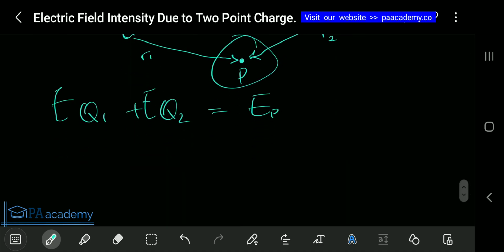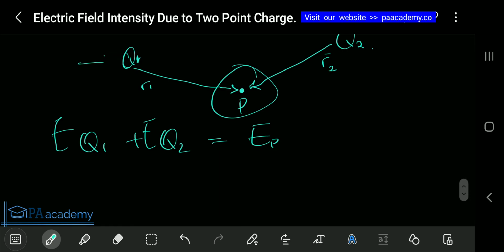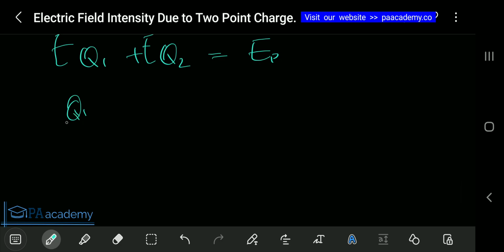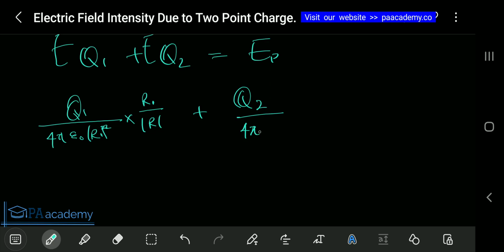So to write that down, we are going to calculate the electric field intensity due to Q1, which is Q1 over 4 pi epsilon naught, multiplied because we are looking at it in vector form, by R1 squared, multiplied by the unit vector R1 over its magnitude, plus Q2 over 4 pi epsilon naught, R2 squared, multiplied by the unit vector R2 over its magnitude.